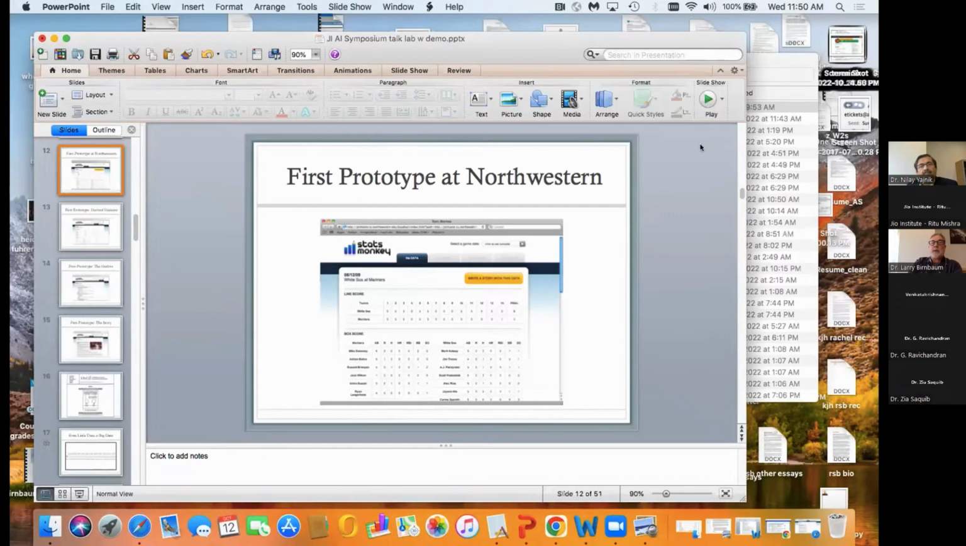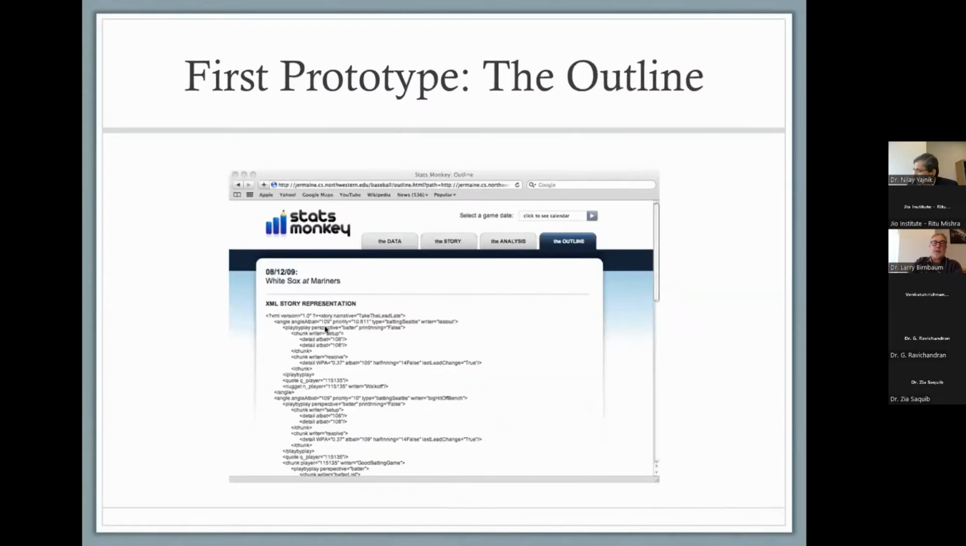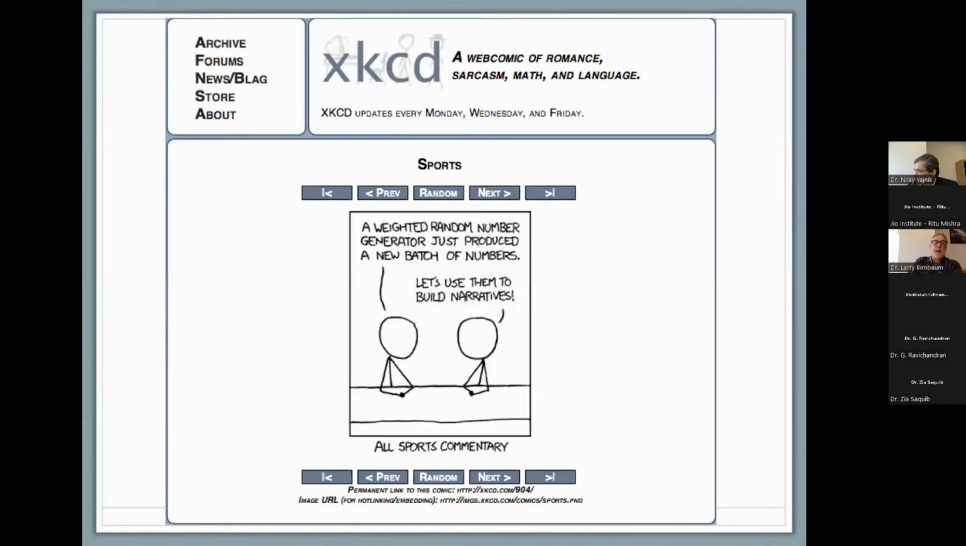So let me go back to the slides now. And as I said, this first prototype was built at Northwestern. And here we actually have the story with a photo of Mitsui. Griffey, this is a different game, but you see the point.